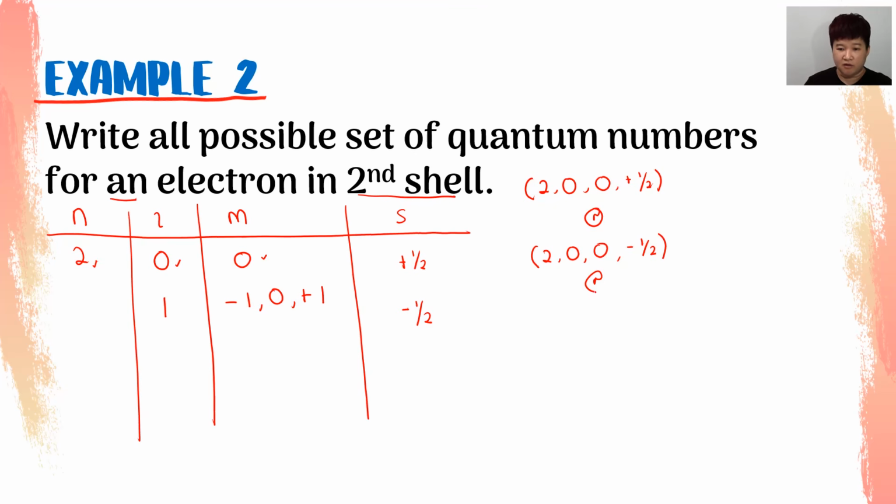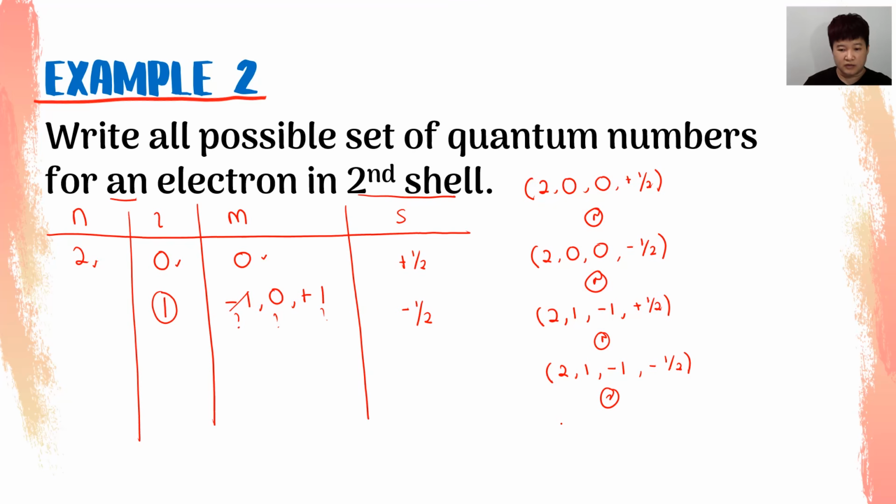Or my n is still 2, because we are talking about the electron in the second shell. So n equals 2, my L right now can be 1. So if my L is 1, my M can be either negative 1, 0, or positive 1. So we will take the negative 1 first. So if my n is 2, my L is 1, my M can be negative 1, and my S can be positive half. Or I can have 2, 1, negative 1, and negative half. Alright, can you see that now? So we are done with that.